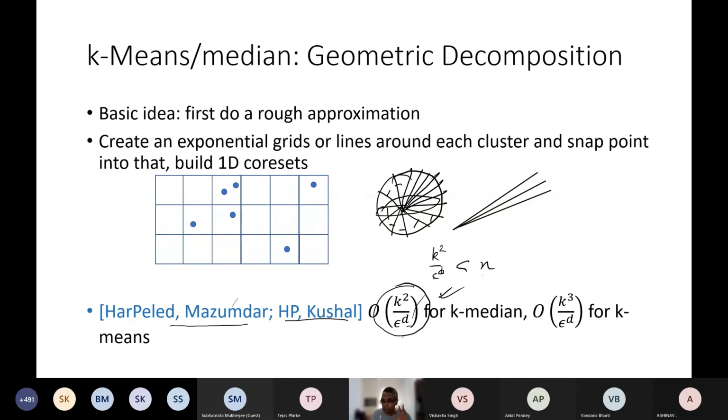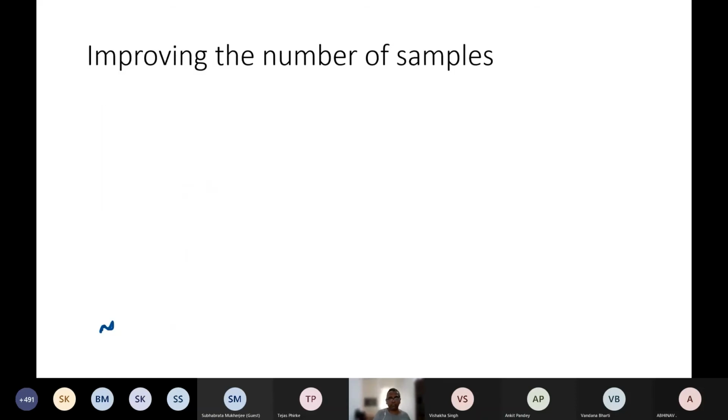So this is okay in the sense that if the dimension is not too big. If you're working with 1 million points, this construction only works when the dimension is less than, let's say, 10, or 5. In that case, you can build this one-dimensional coarse set, and then you can do this.